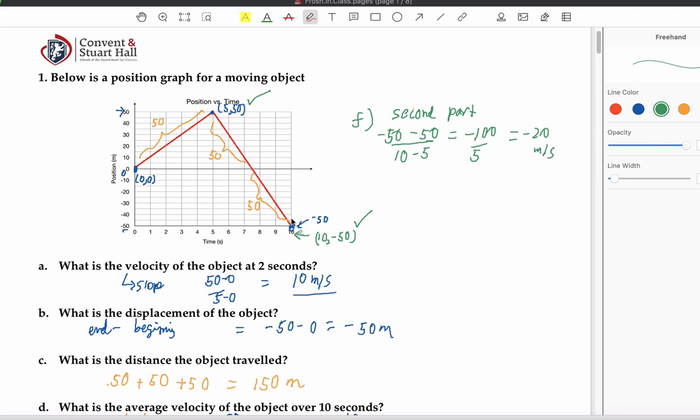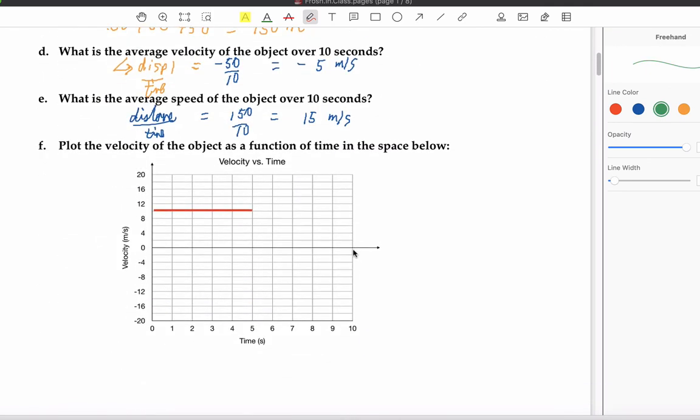for my slope here. Okay. A lot of you are saying that it's going to be negative 4. You're counting squares. You actually need to look at these numbers here. So careful on that. And that's going to be negative 20 for the graph down there from 5 to 10.